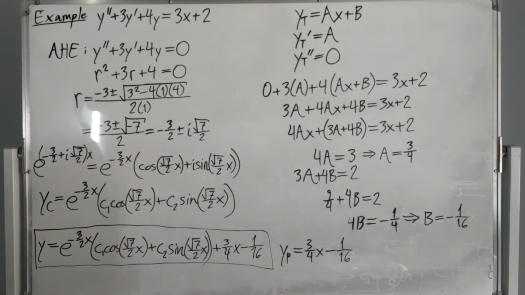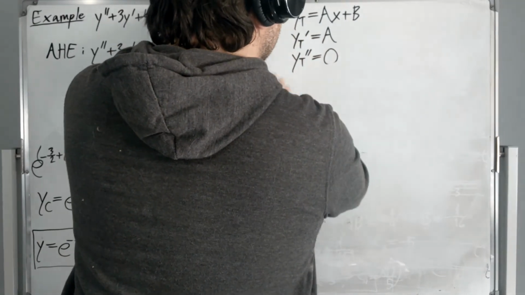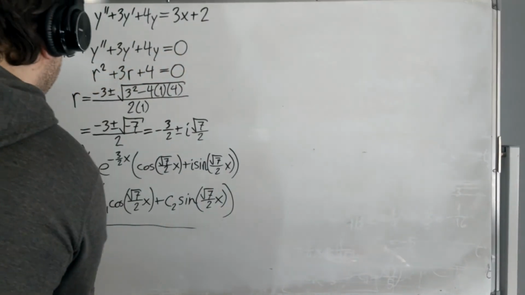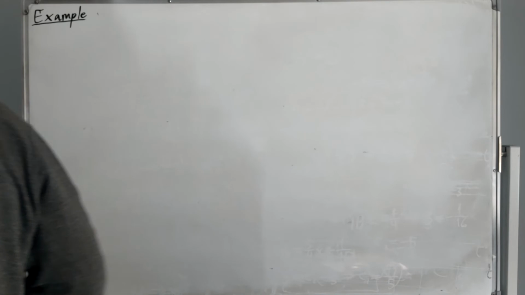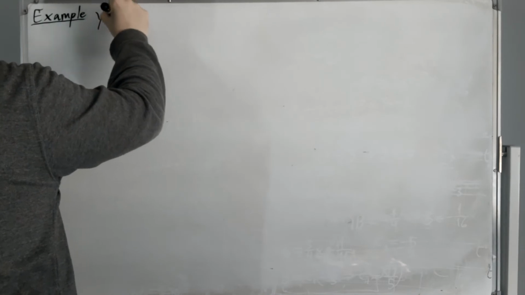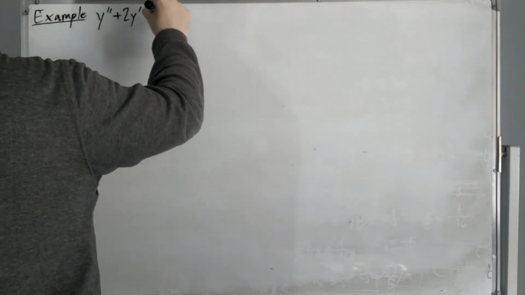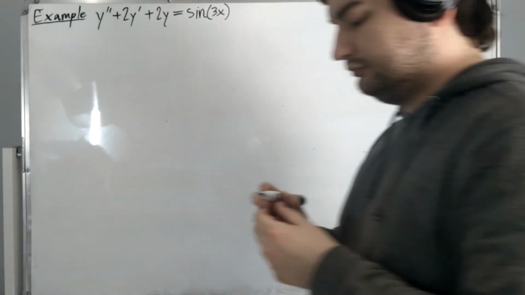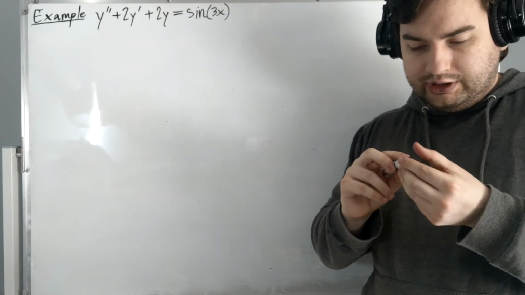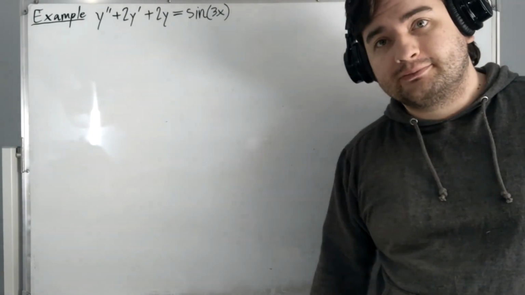Let's do one more example. This one is y'' + 2y' + 2y = sin(3x). Again, linear, non-homogeneous ODE with constant coefficients, so we can solve it using the method of undetermined coefficients.